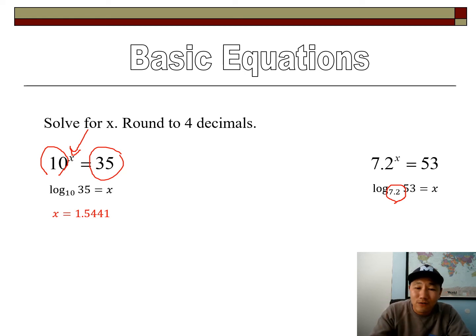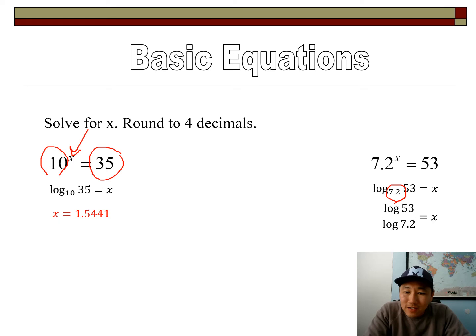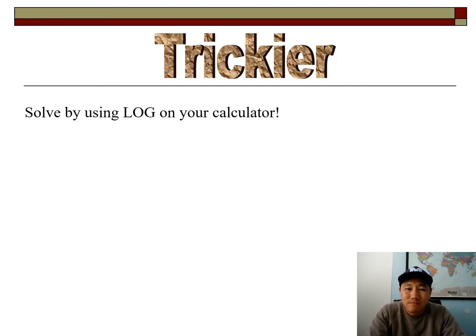We did cover the change of base formula already. That's this one, log of 53 divided by log of 7.2. And that automatically puts you in base 10. Punch them into your calculator. There's our answer. Okay, try it. Practice the keystrokes on your calculator. Make sure you have the same answer I do. This one says trickier. Solve using your calculator.